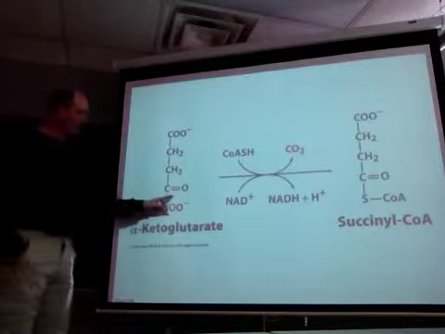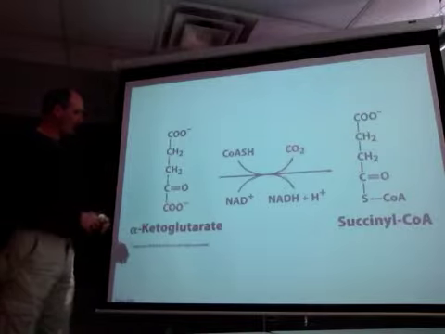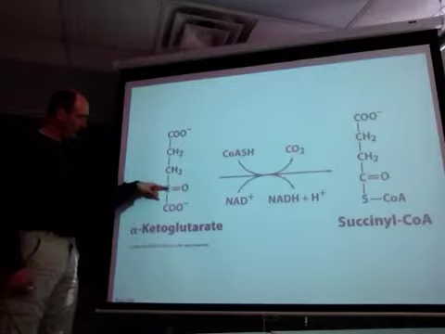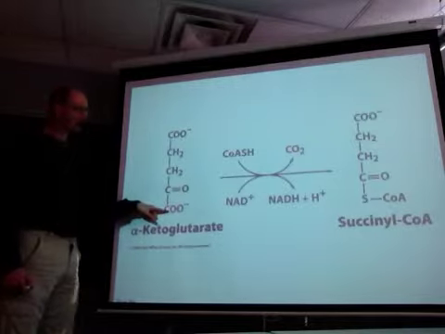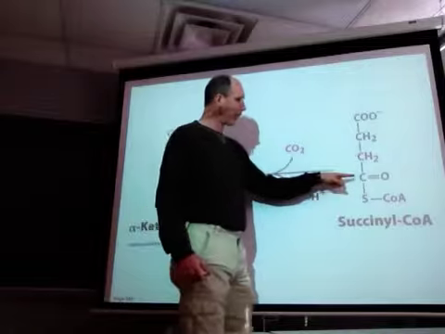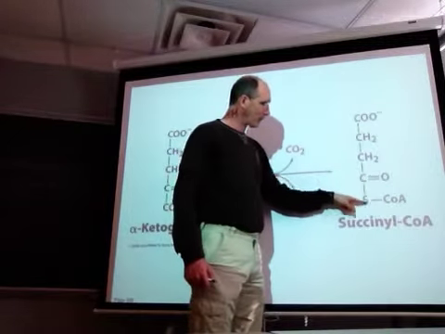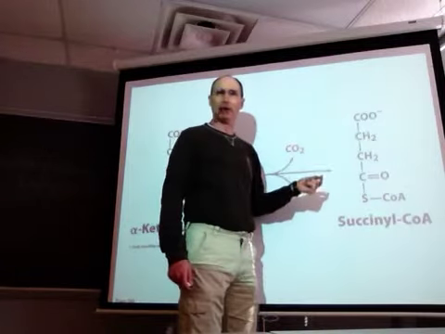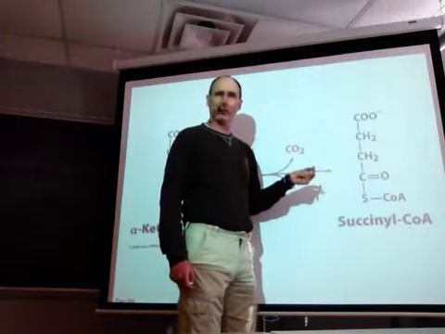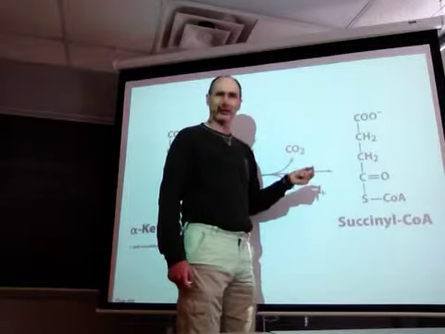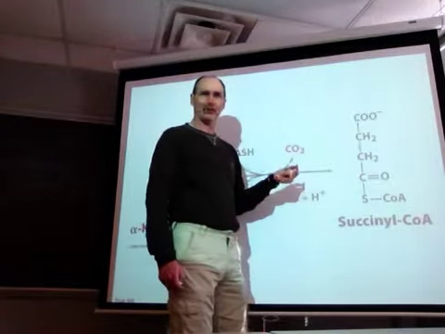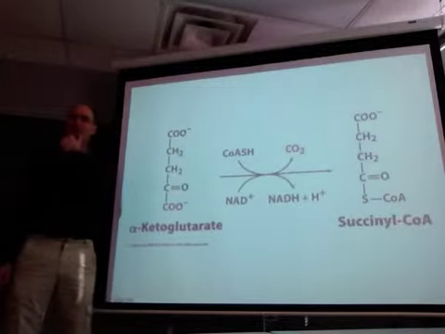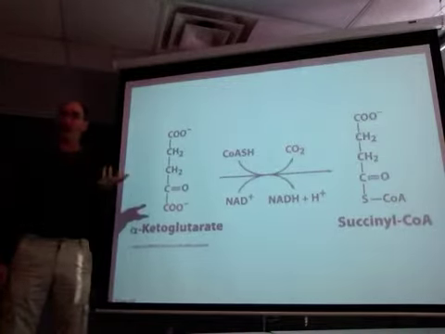But we're getting an oxidation and a decarboxylation. We're going from a 5-carbon alpha-keto-carboxylic acid to a 4-carbon thioester. So we're losing a carbon and creating a thioester. When have we done that before? Pyruvate to acetyl-CoA. Pyruvate to acetyl-CoA.